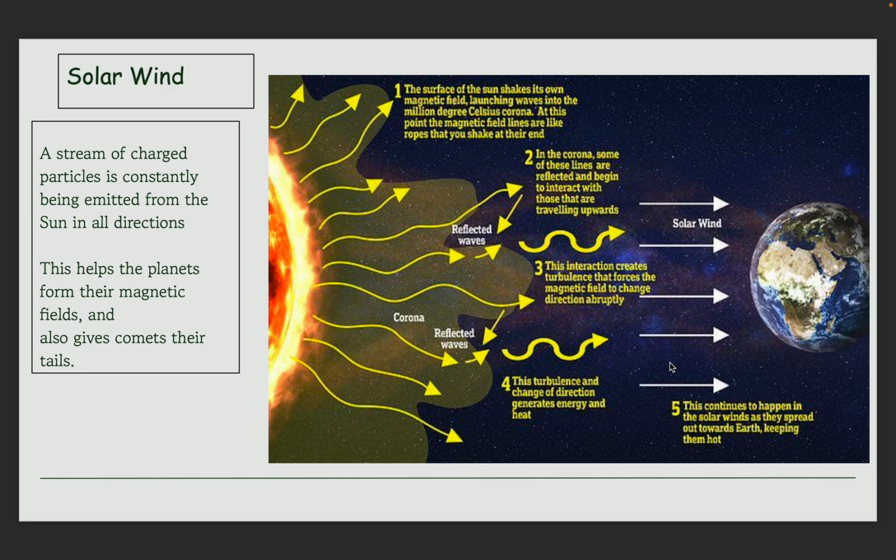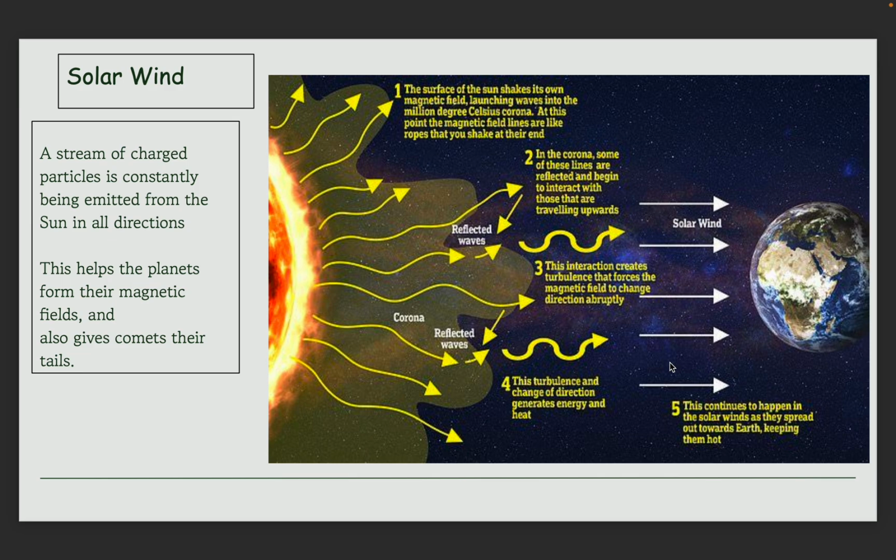So the surface of the sun shakes its own magnetic field and launches waves into the million-degree Celsius corona. At this point, magnetic field lines are like ropes: when you tie a rope to a pole and shake it, you can see that the rope pattern changes, and you can think of the magnetic field lines of the sun that way. In the corona, some of these lines are reflected and begin to interact with those that are traveling upward.